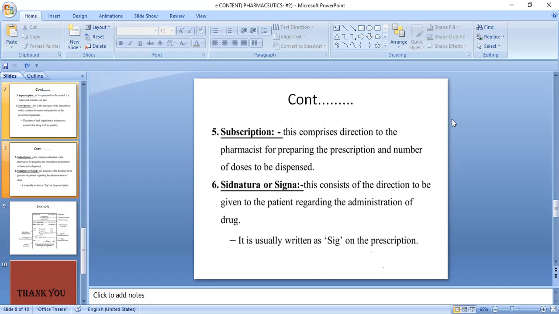This consists of direction to be given to the patient regarding the administration of the drug. So, how to administer? You have to administer the drug before breakfast or at bedtime, or you should not take one medication with another. All this information is given by the pharmacist to the patient so that they can understand the importance of the instruction, and the patient can attain a significant amount of therapeutic information from the pharmacist.